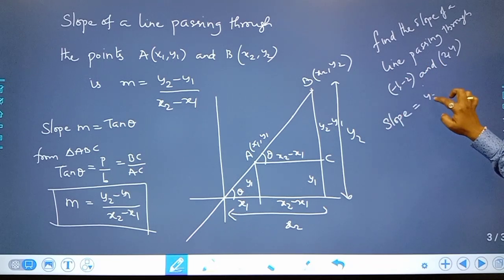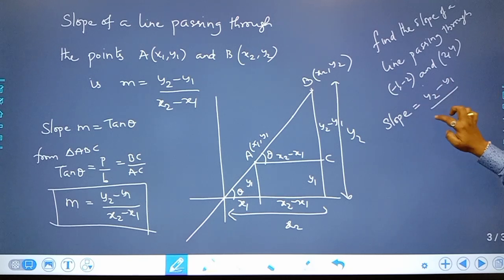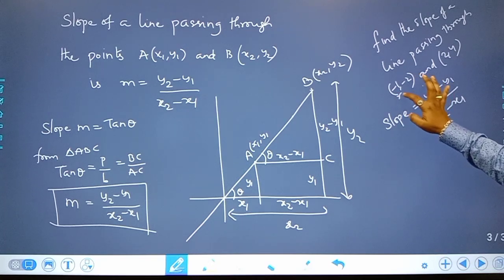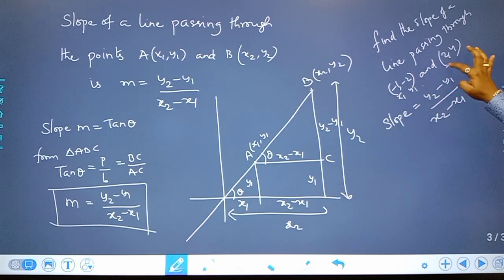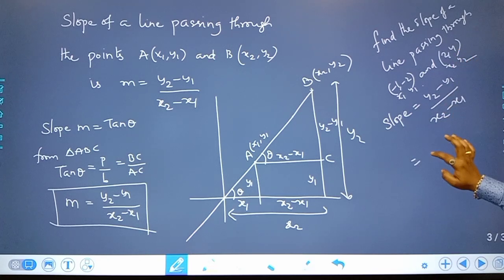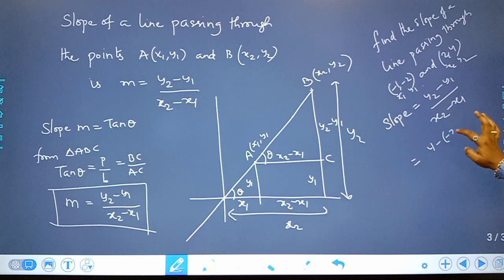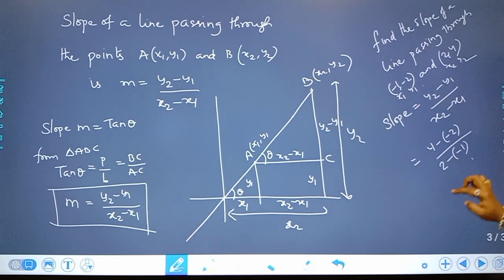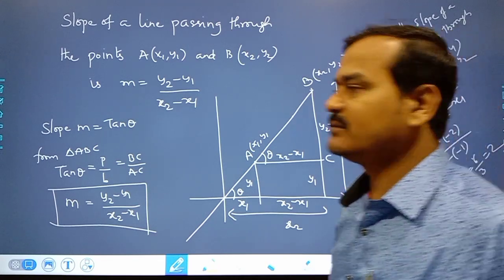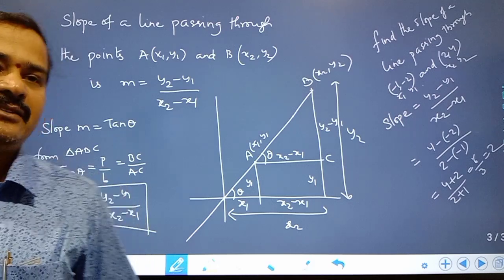What is the formula? y2 minus y1 by x2 minus x1. Here this is x1, y1 and this is x2, y2. So 4 minus of -2 by 2 minus of -1. That is 4 plus 2 by 2 plus 1. That is 6 by 3 is equal to 2. So the slope is 2.